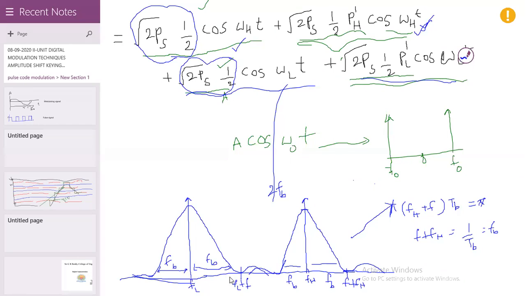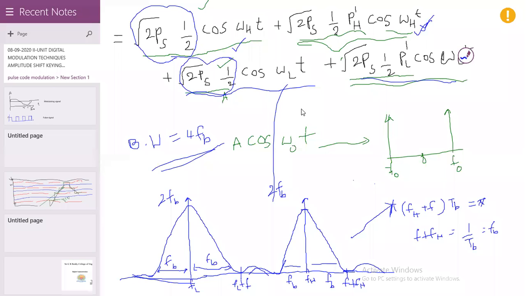That means here we can observe the bandwidth. So FB, FB, 2FB for this spectrum, and for this one, the low frequency component, again the spectrum is FB plus FB. So that is equal to 2FB. So therefore, the total bandwidth in BFSK is equal to 4FB.